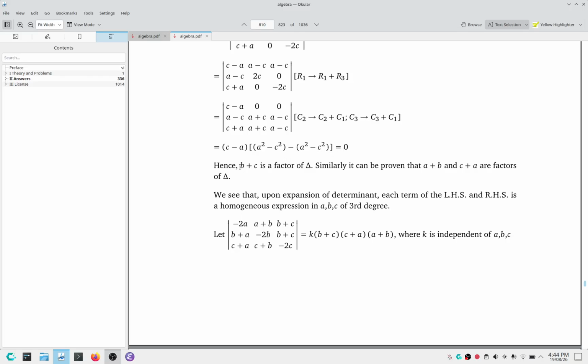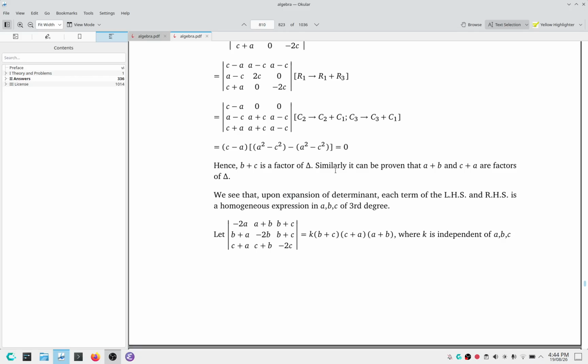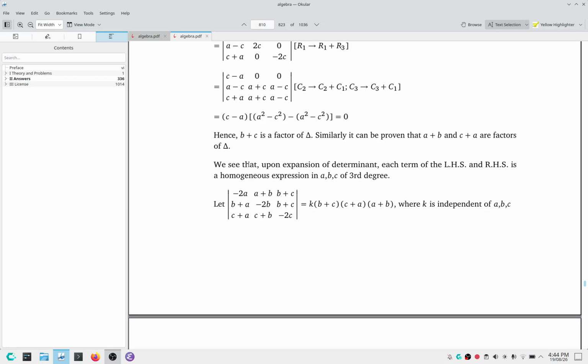So we see that B plus C is a factor of delta because delta becomes 0. Similarly, we can prove that A plus B and C plus A are also the factors of delta. So we see upon examination of the determinant, each term of the left-hand side and right-hand side is a homogeneous expression in ABC of third degree.